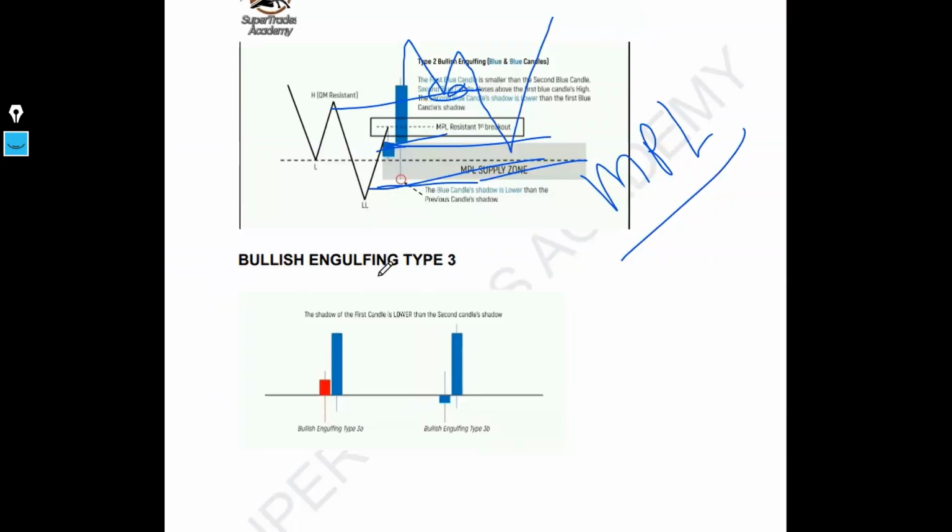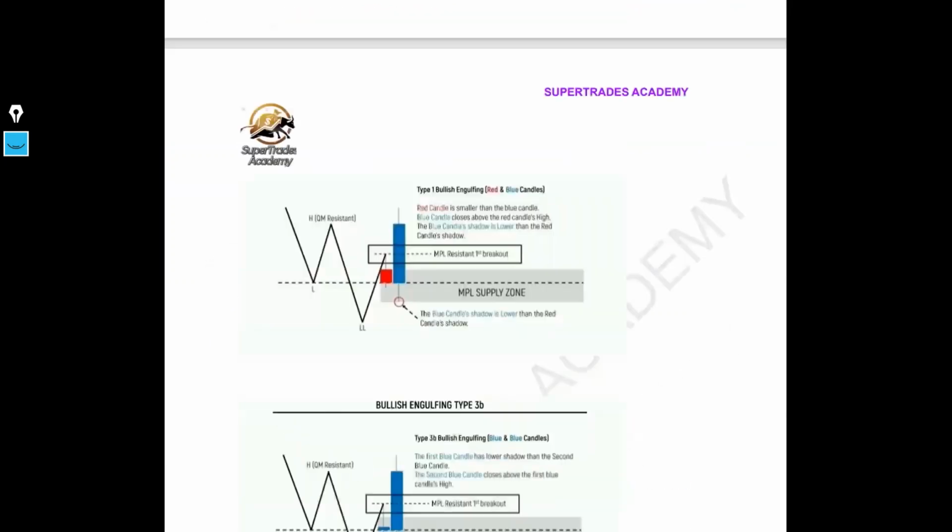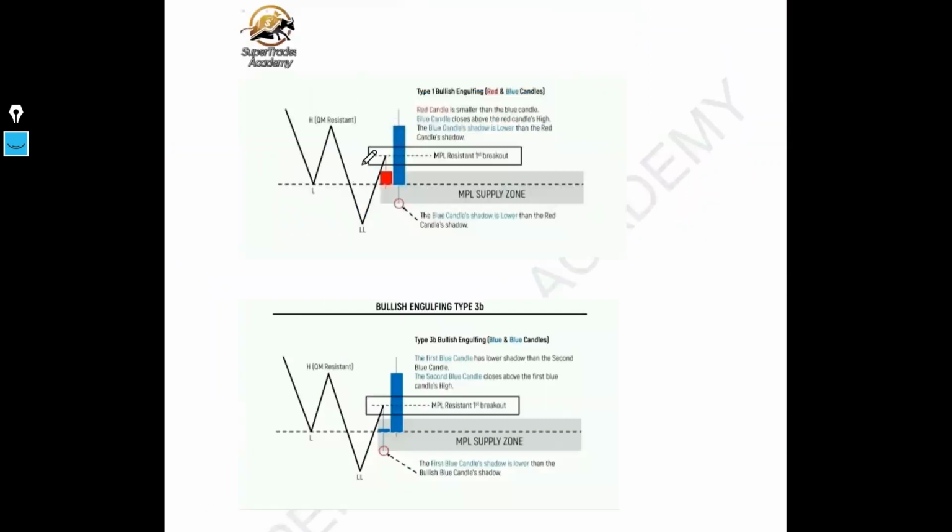So let us continue to engulfing type 3. So engulfing type 3, you usually find that the shadow of the first candle is lower than the second candle's shadow. Shadow for the first candle is lower than this second shadow. When the market comes back here, you have to sell. So this is how you can find it. I've given you each and every example of what I'm saying, and we are going to see all things on the chart.